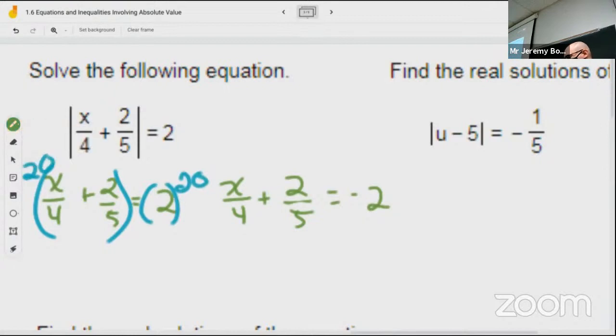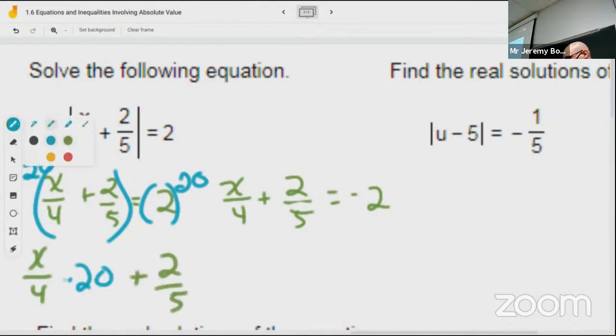And so let's actually write it out. So we'll have x over 4 times 20 plus 2 over 5 times 20 is going to equal 2 times 20.